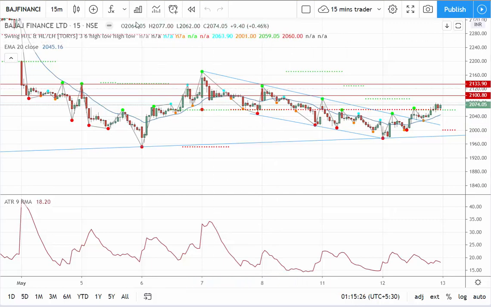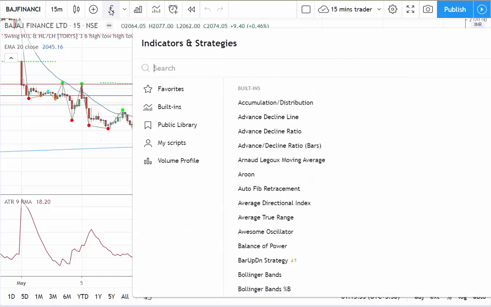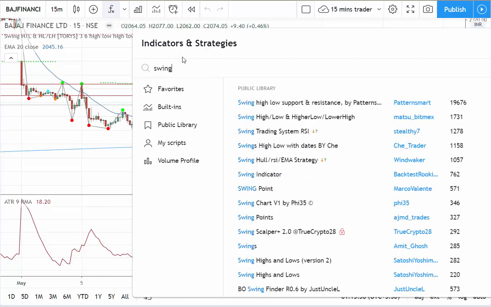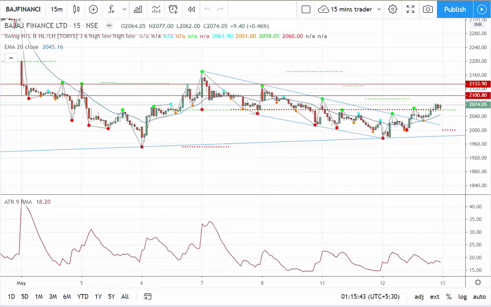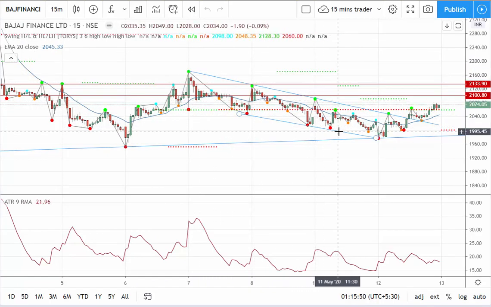I have another indicator, swing high low, which is made by someone. You just need to click indicators over here and search for swing. Get Swing High Low Support and Resistance by Pattern Smart. Just click on it, and all the swings are automatically marked over here.